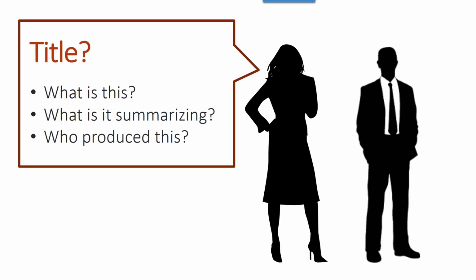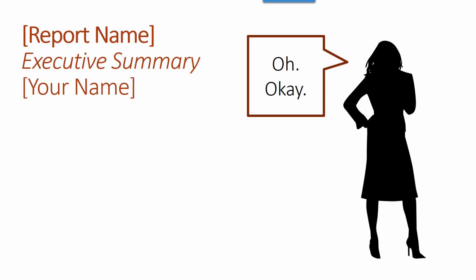So when they look at a document, the first thing they're going to look at is the title, because their first question is, what is this? Why did I get this? What is this summarizing? So if it's a summary, what is it summarizing and who produced this? So in the case of an executive summary, I ask that you take away a lot of things that you might assume about APA, and let's think about the audience first.